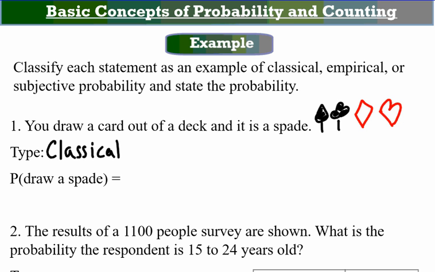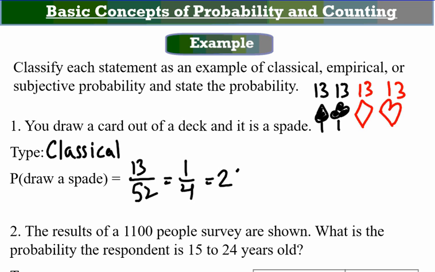There are 13 of each. There are 13 spades, 2 through ace, or ace through king, depending on how you view it. There are 13 clubs. There are 13 diamonds and 13 hearts. So the probability you draw a spade would be 13 out of the 52 cards possible, which is 1 out of 4, or 25%. You can list it as a percentage or as a fraction.